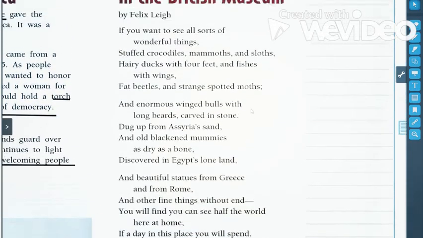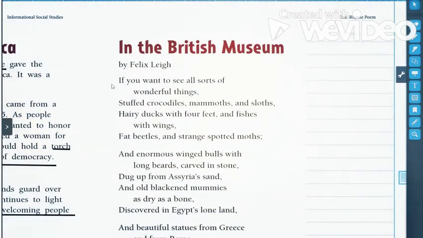Okay, so that was our poem. Let's go back to the first stanza of the poem. That's the section of text you can see separated by a space. This is a stanza of a poem. It's a set of lines. Let's read it again. It says, if you want to see all sorts of wonderful things, stuffed crocodiles, mammoths, and sloths, hairy ducks with 4 feet and fishes with wings, fat beetles and strange spotted moths.